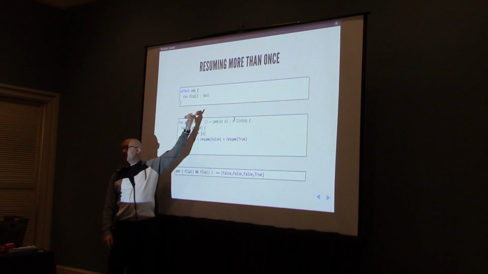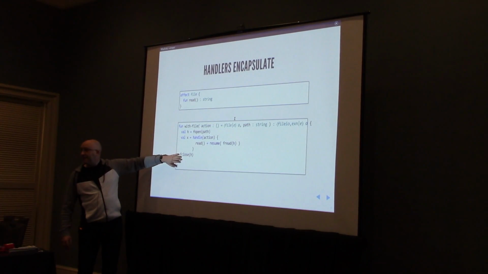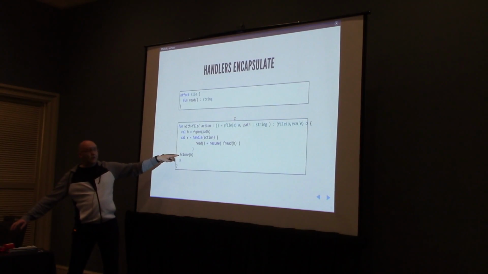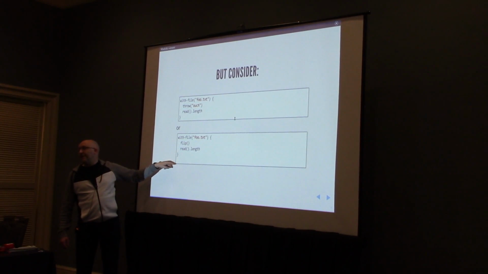So if the file is in between, what will happen here is I go up to amb, I'll come back with false, I'll go to the end, into the with file, I'll close the file, go back, and then I come back again with true, and now I'll close again. It's because you have amb with amb and inside with file.